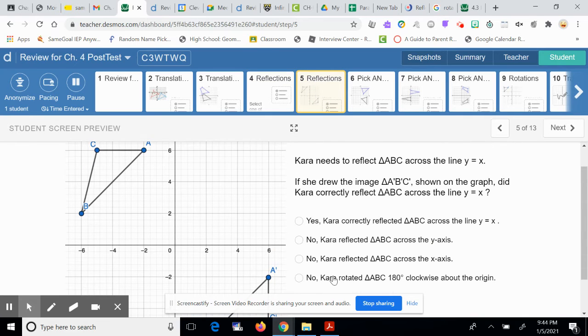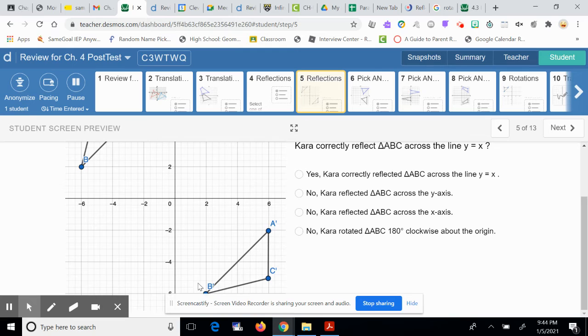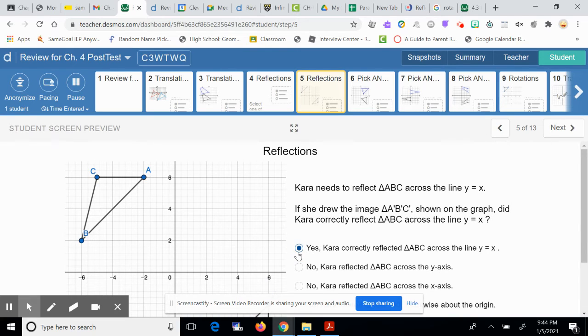Okay, 5 is asking if Kara needs to reflect triangle ABC across the line y equals x. So one thing you might need to do is go back and look at your reflection rules. The reflection rule for y equals x is that you just switch the places. Okay, so A was at -2, 6, and now it's at 6, -2. So the places are switched. -6, 2, and now it's at 2, -6. So yes, Kara is correct. And you can take each of those points and see that you just flipped the x and the y.